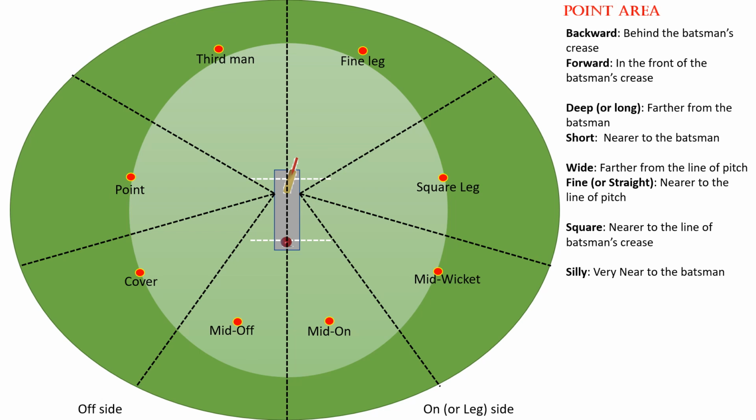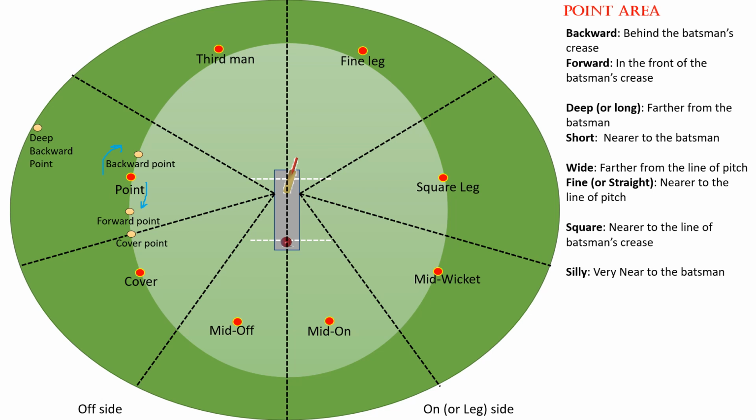Now let's consider the point area. This is a very important area. A lot of runs are scored in this area, and let's see the positions in it. The first is that between the cover and the point area there is a position called cover point. If we move the point position backward, that is behind the batsman's crease, we get the backward point position. Similarly, if we move this position forward from the batsman's crease, then this becomes a forward point position.